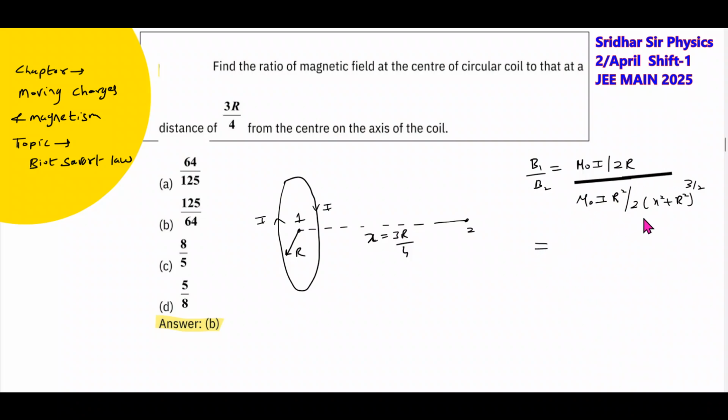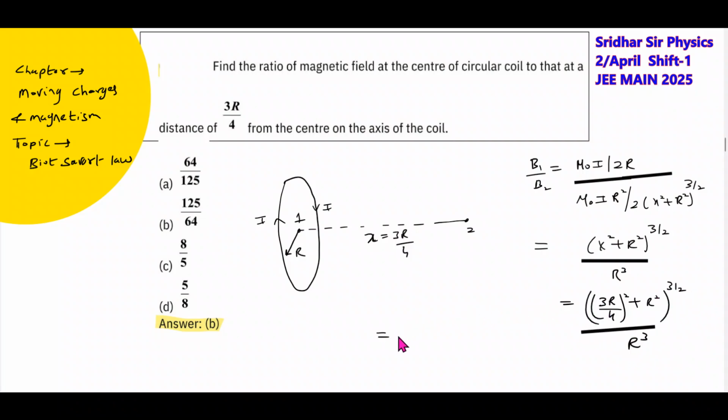Mu naught I will cancel out. This will become 2 into x square plus r square to the power of 3 by 2 in the numerator, and the denominator gets 2 r, where the 2 also gets cancelled. Here r cube will remain. What is the value of x? x will be 3r by 4, so 3r by 4 whole square plus r square to the power of 3 by 2 over r cube.